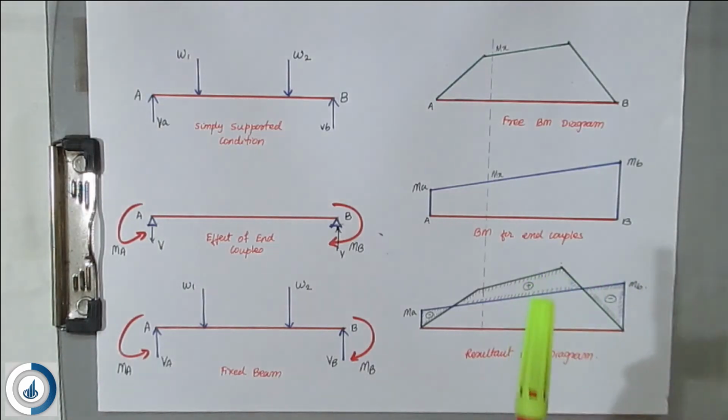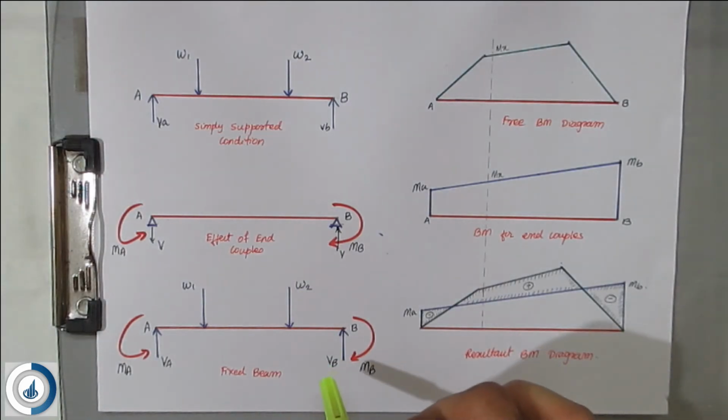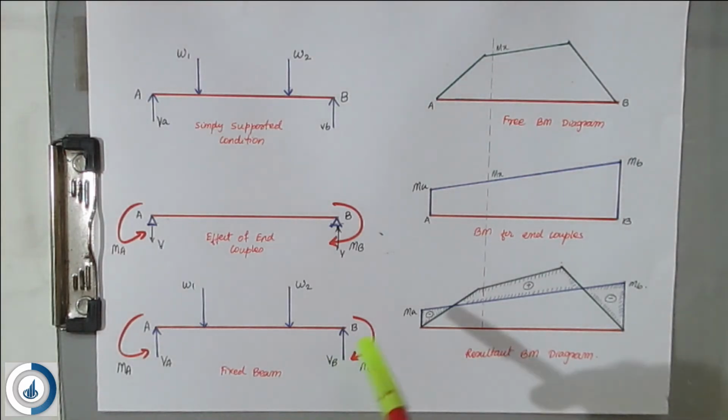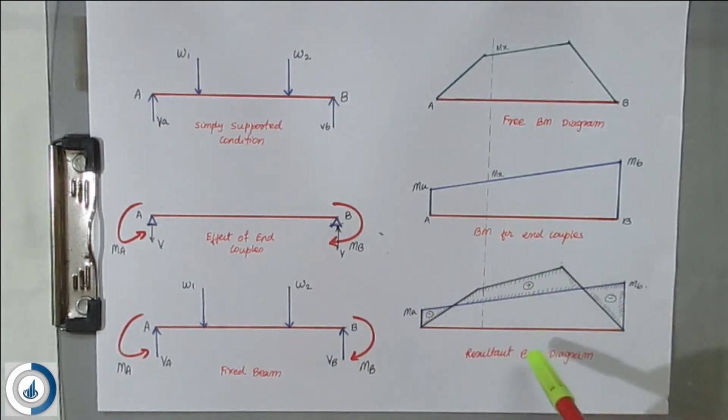Once we know the difference between simply supported beam and fixed beam, then we will come to the next part, that is how to draw the bending moment diagram for the fixed beam. For most of the students this becomes very difficult, how to analyze a fixed beam. So here I have drawn three types of beams and corresponding bending moment diagrams.